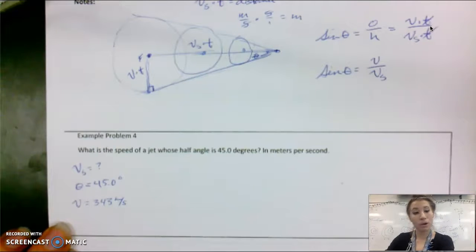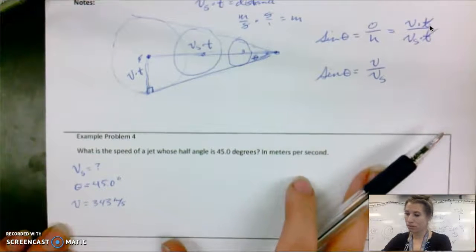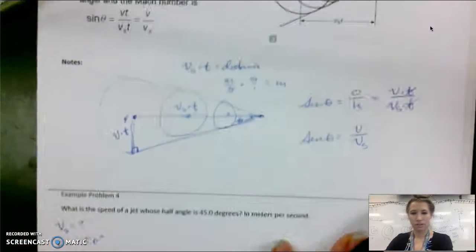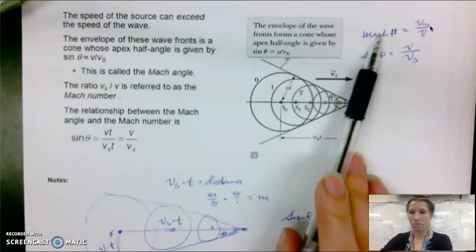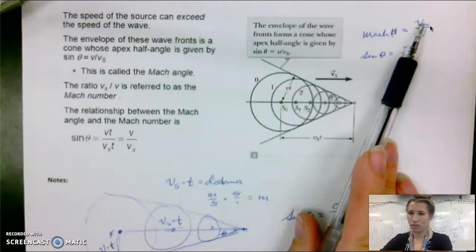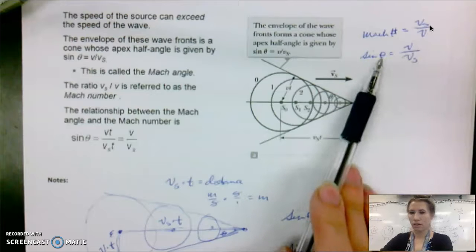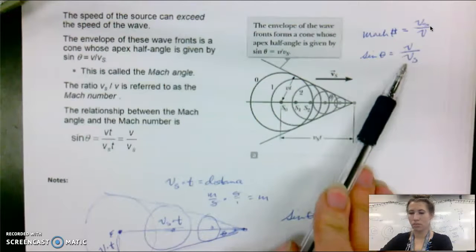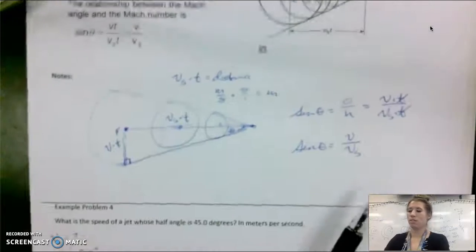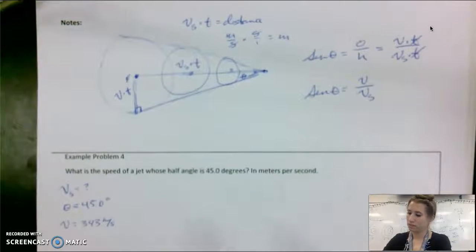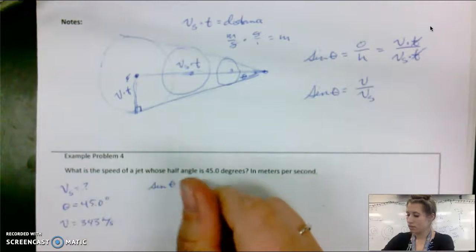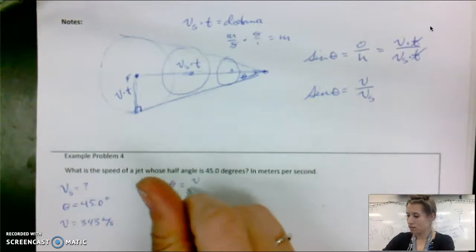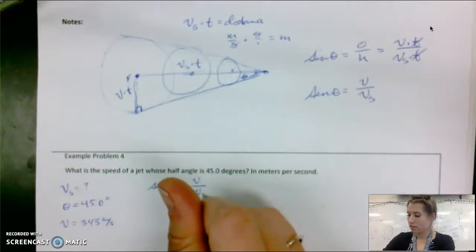Okay, so we need to pick an equation where we have all the information except for what we're solving for. Now, if I look up here, it's not going to be the Mach number equation because I don't know what that Mach number is, and I don't know the speed of the object. But here I know the angle, I know the speed of sound, so I can solve for speed of the object. So I'm going to choose this half angle equation. Okay, so sine of theta will equal velocity of sound divided by velocity of the object.